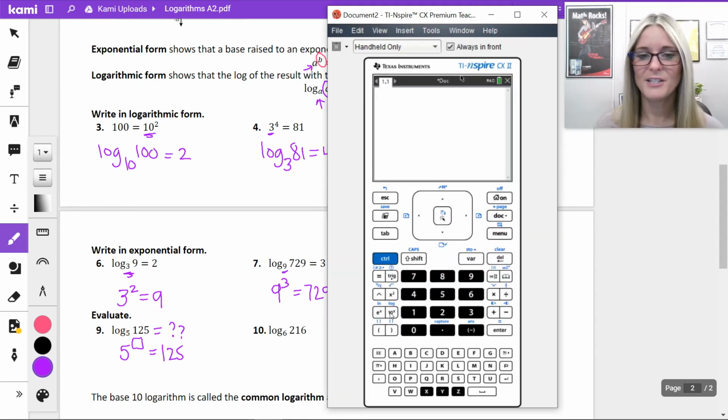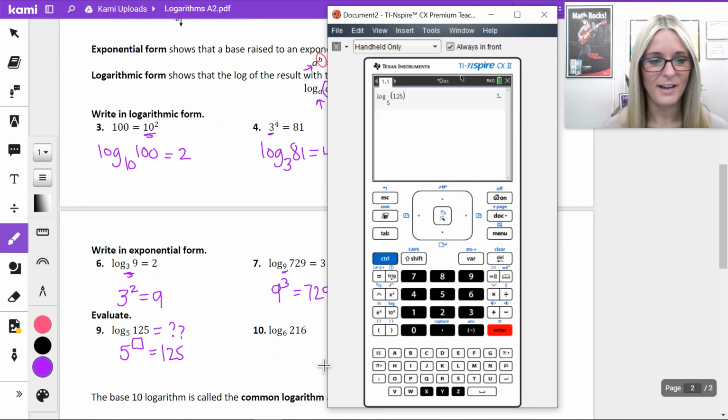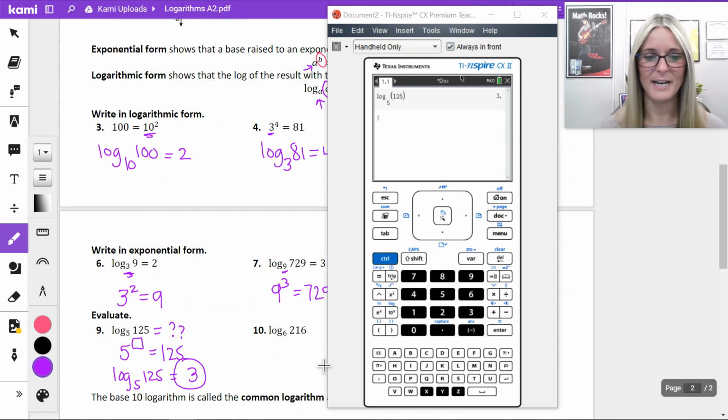So on my calculator page, I'm going to hit the log button, which is in blue from the 10 to the x button. So hitting control and then that 10 to the x, and look how beautifully our Inspire typed this up. We have an open box for our base 5. We've got an open box for our number 125, enter. It is 3. 5 cubed is equal to 125. So let's say log base 5 of 125 is equal to 3 is my answer.